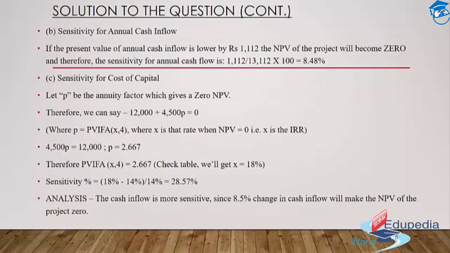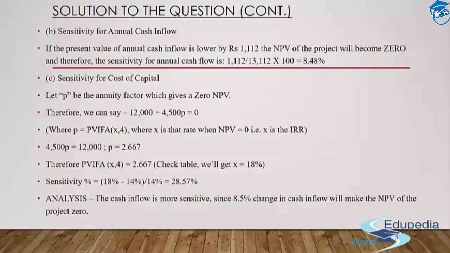Next comes, how about the sensitivity of the annual cash flows? So my annual cash flow in this particular case is 13,112 rupees. What if I decrease that annual cash flow by 1,112 rupees? It will come exactly on the same case of project cost. Will I be able to earn something out of it? My NPV will be 0.